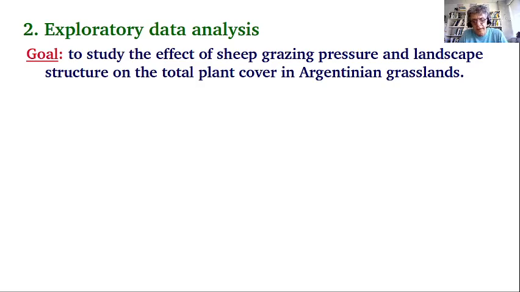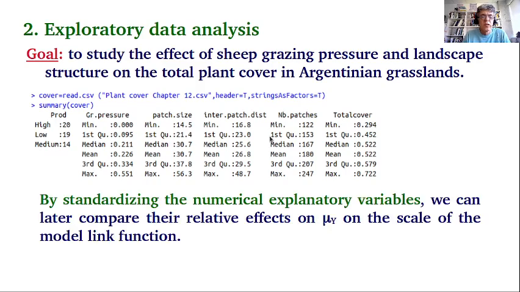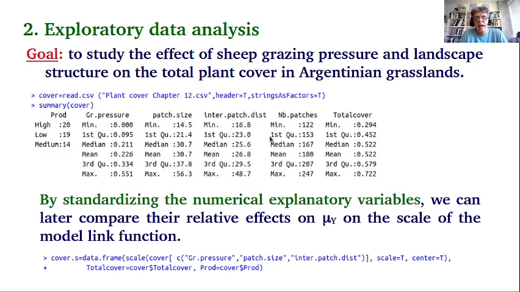So the data analysis in this case relates to studying the effect of sheep grazing and other landscape variables on total plant cover in Argentinian grasslands. So I start again by importing the data set. The data set includes the response variable total cover and the grazing pressure of the sheep. This was measured in three areas of different primary productivity, and here are the landscape variables that I alluded to before. So by standardizing these explanatory variables, we can compare their relative effects on the mean of the response variable on the scale of the model link function.